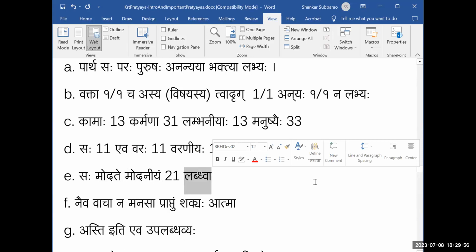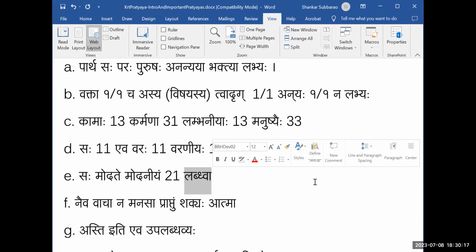Labdhva means what? Obtain. Careful, labha is to gain. Labdhva means to gain. No, having gained. Having gained.